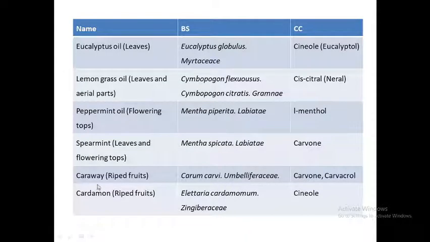Then caraway. These are the ripe fruits of Carum carvi belonging to family Umbelliferae. It consists of carvone and carvacrol. These are the two major chemical constituents in caraway. Then cardamom. These are the ripe fruits of Elettaria cardamomum belonging to family Zingiberaceae. The chemical constituent is cineol, the common chemical constituent in eucalyptus and cardamom.